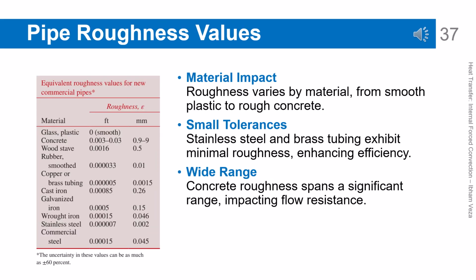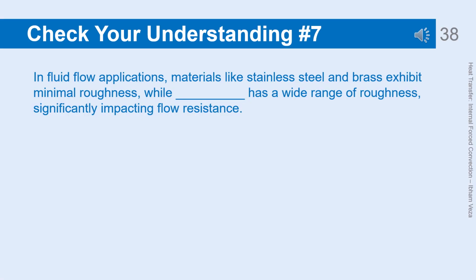Pipe roughness values. Pipe surface roughness strongly depends on the material. Plastic pipes and some metals have very small roughness values. In contrast, concrete pipes have a very wide range of roughness. This difference causes large variations in friction factor and pressure loss. Therefore, material roughness data must always be considered in calculations. In fluid flow applications, materials like stainless steel and brass exhibit minimal roughness, while concrete has a wide range of roughness, significantly impacting flow resistance.